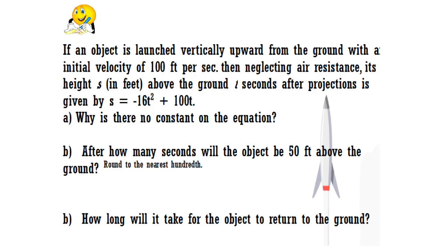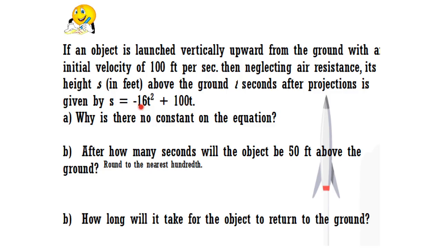There's one more that I had the kids do on their own in class, but I'll just go ahead and go through it. Same kind of deal, a little bit different though. So this one says an object is launched vertically upward from the ground. Here's your initial velocity, neglecting air resistance, its height, S in feet, T seconds after the projection is, okay, all that verbiage is to tell you right here is the formula.